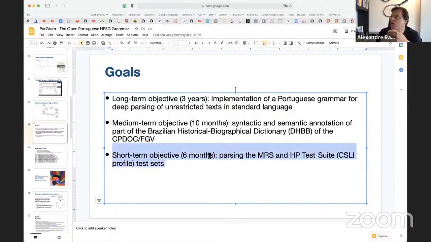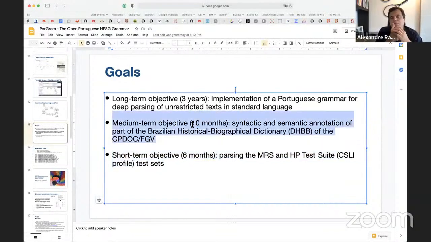Leonel is doing a postdoc here in Rio de Janeiro at FGV with me, and we hope to have those test suites done by the end of this year at least. In the medium term, in 10 months or 1 year, we want to have some syntactic annotation of a subset of the corpora, the HPSG corpora, the Brazilian History Biographical Dictionary.